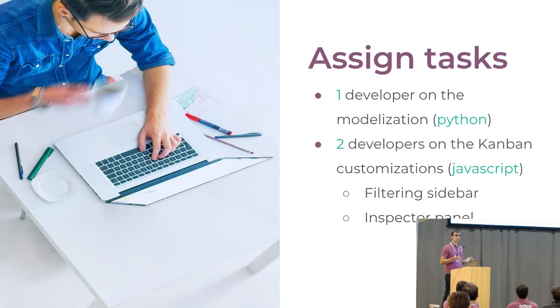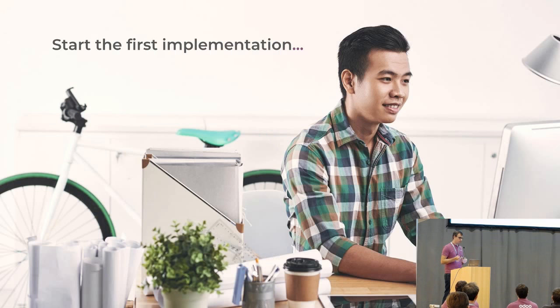In our case, we dispatched one developer for the server part, the modelization of the models, the implementation in Python, basically. And the two other developers went on the Kanban customization, one on each side. It was easy to guess. And we start to build that. We try to build, as fast as possible, a first implementation.